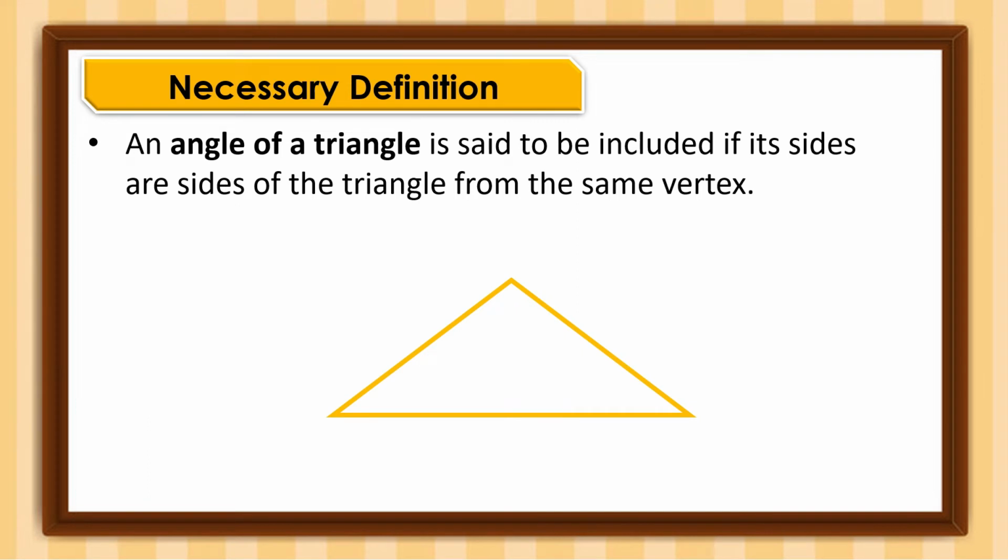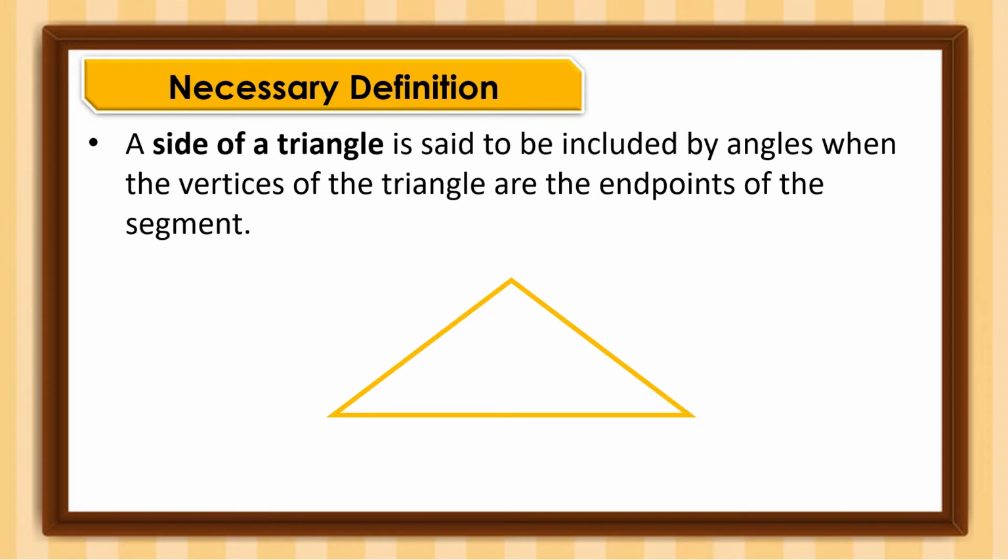An angle of a triangle is said to be included if its sides are sides of the triangle from the same vertex. So if we have two sides, given two sides, and the angle between them, that is what we call the included angle. Next thing that you need to know is when a side of a triangle is said to be included by angles when the vertices of the triangle are the endpoints of the segment. So we have here two angles, and the included side is the side between the two vertices.